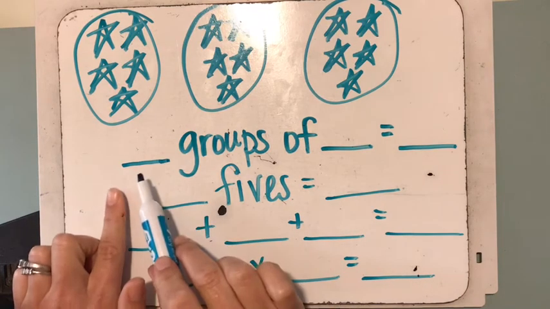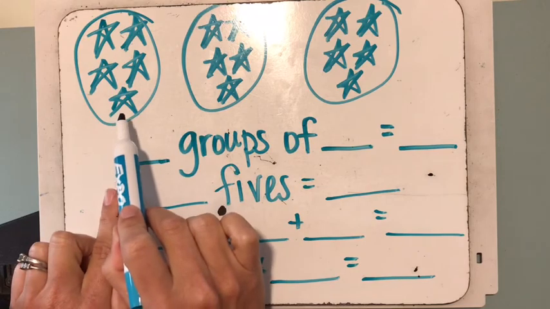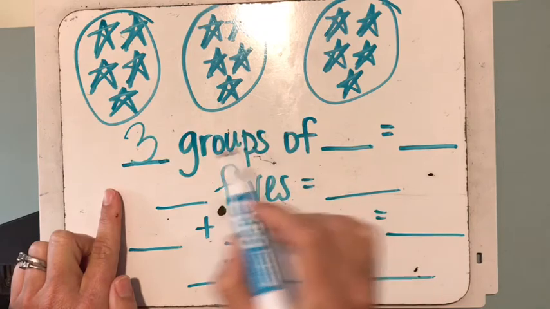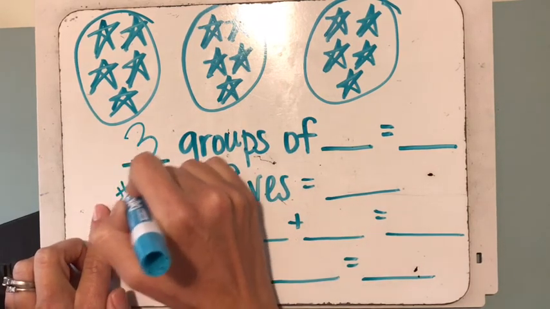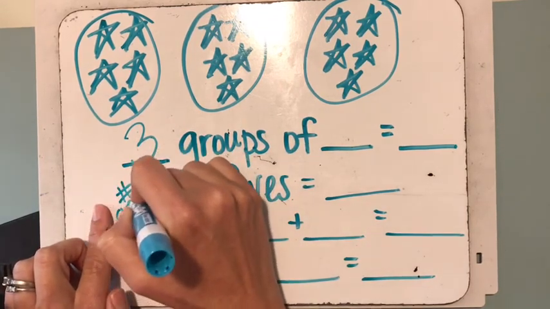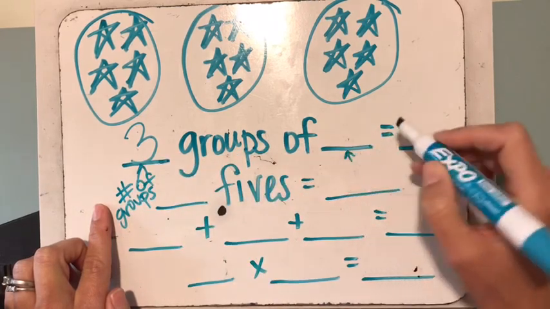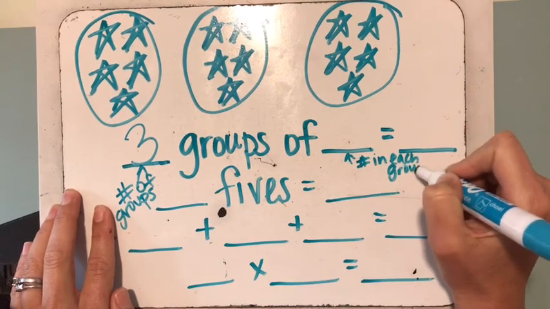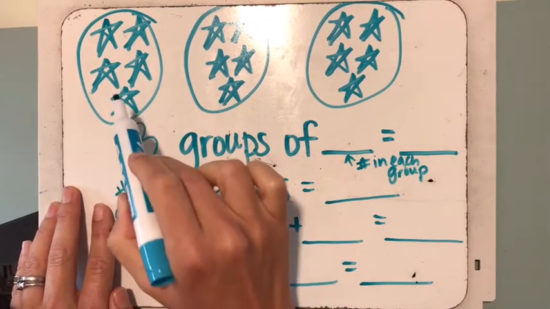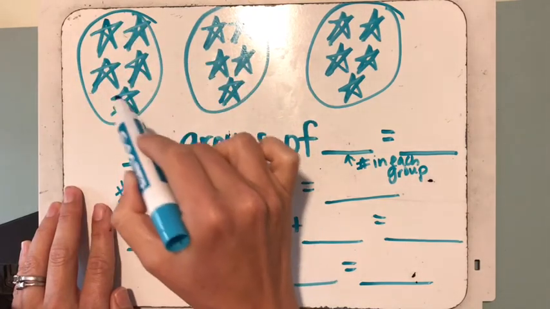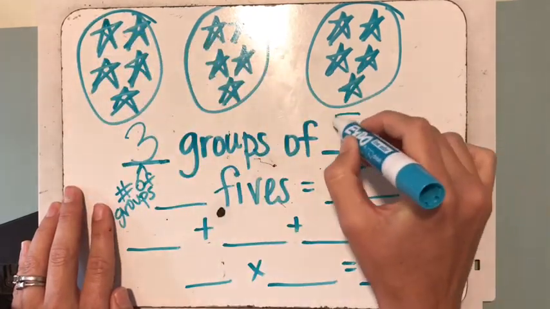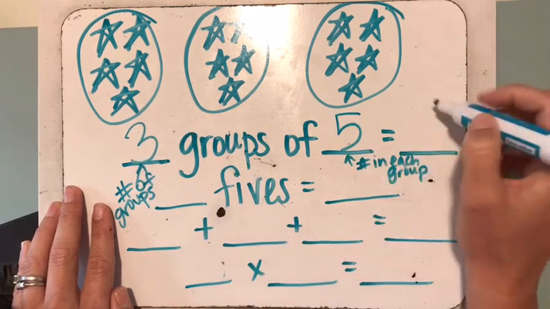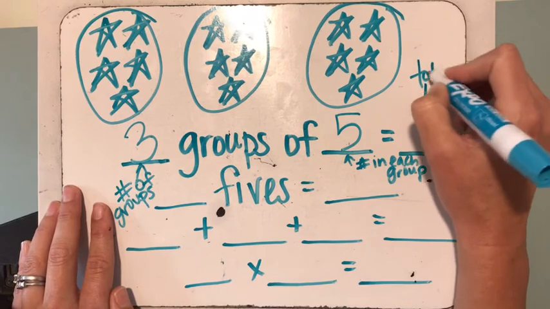So how many groups do we have? Well, all I have to do is count them, right? 1, 2, 3. So I have 3 groups. Remember, this is the number of groups. This is the number in each group. So how many are in this one group? Oh, there's 5. 1, 2, 3, 4, 5 in this group. So I have 3 groups of 5. Now I need to find my total, right? My total or my product.